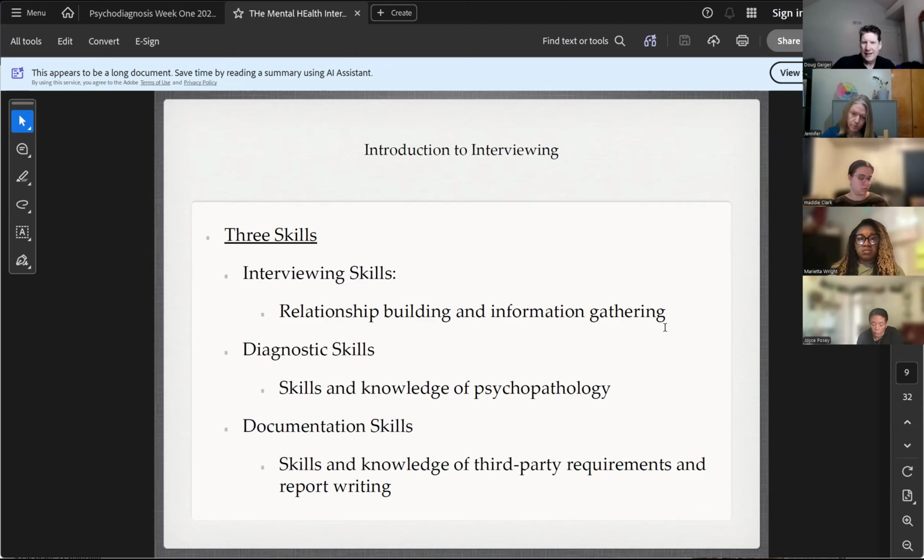Diagnostic skills, so skills and knowledge of psychopathology. What's the treatment? How did we get to where we are genetically, whatever it is, right? Being able to understand and have that knowledge and wisdom. Then the documentation skills are important: skills and knowledge of third-party requirements and report writing. What this is also saying is your notes are so important, because if you're seeing 30, 40 people a week and you're not keeping good notes, you might not remember from week to week what's important about working with this individual. So establishing good habits to create good notes is vitally important.